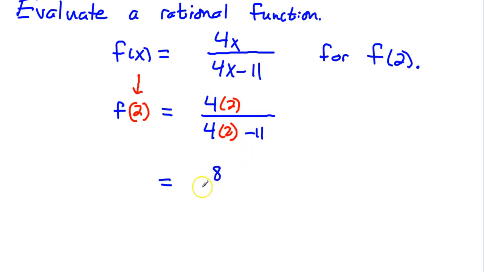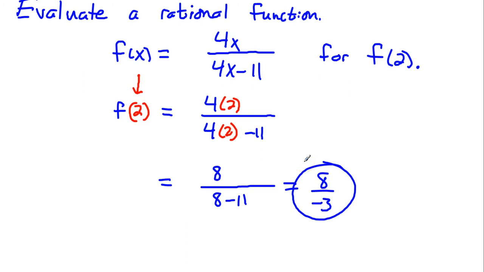4 times 2 is 8. And the top part, you're good there. Bottom part, you just have to do 8 minus 11. So that's -3. So there you go. That's just 8 over -3. Now here's the second one. That was the top one. Nothing really tricky on that one. Just plug it in, go with it.